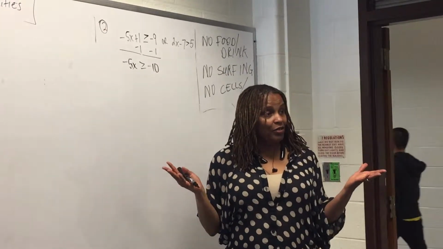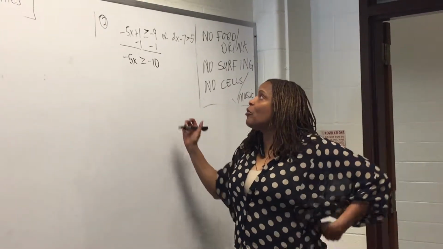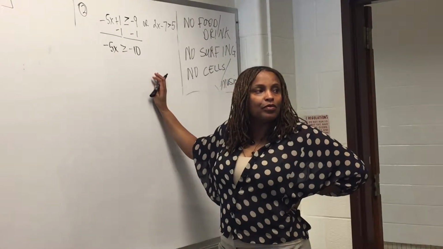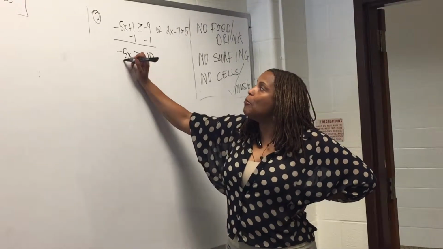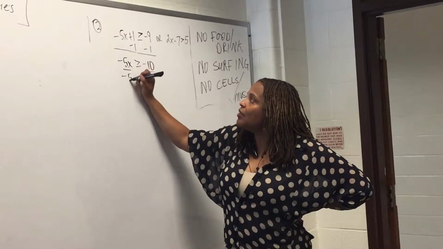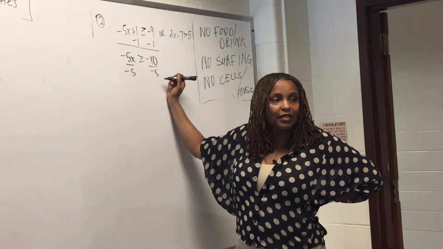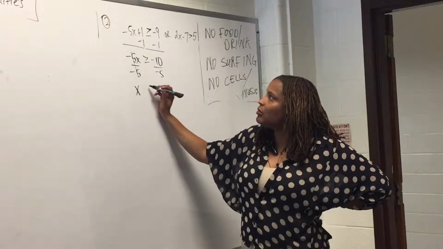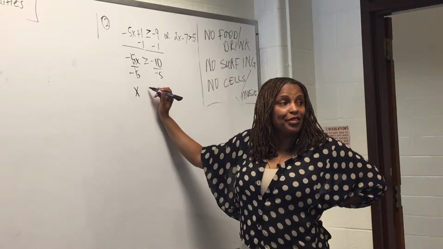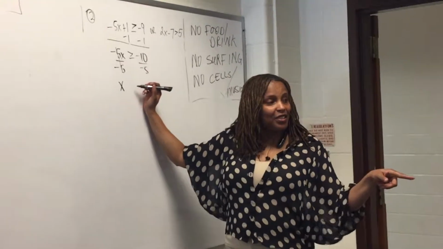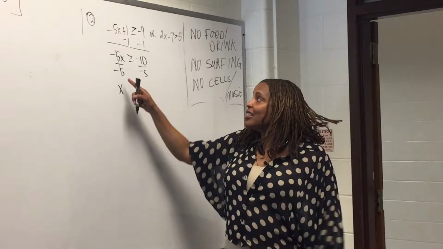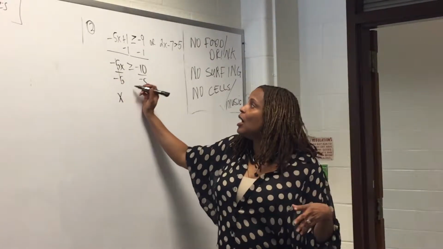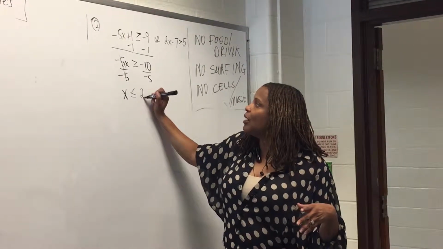Okay, we're good? Got that? Now what? We divide both sides by -5 so we can get that x by itself, yes? Okay. So what do you end up with? X less than or equal. Right. Why less than or equal to? I just divided by a negative when I went through the solving process, right? So I need to flip the direction of that inequality.